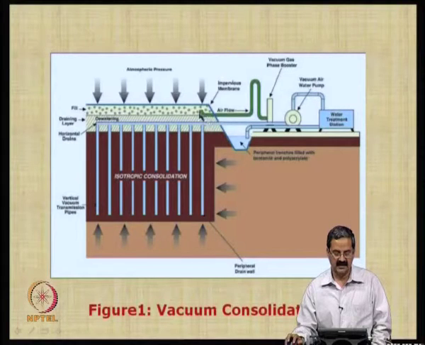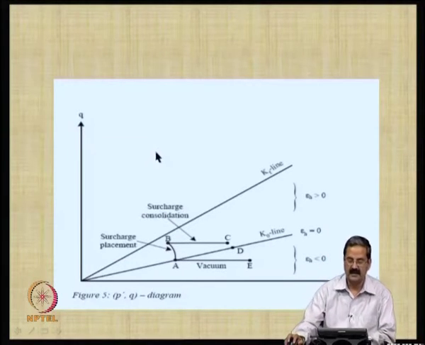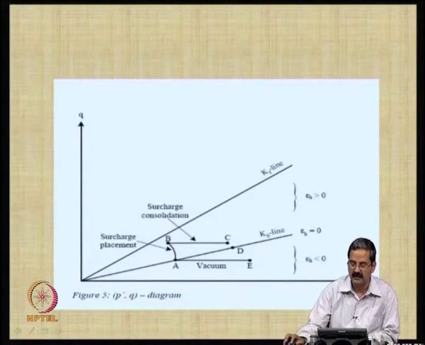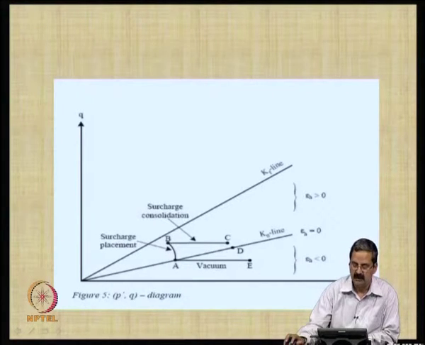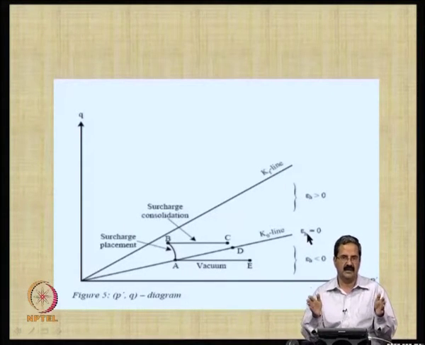You can see that you have a system here also, you are trying to consolidate this portion also by a suitable arrangement like this. The principle is that, like we are all familiar with the PQ diagram, P is nothing but sigma 1 plus 2 sigma 3 by 3, Q is sigma 1 minus sigma 3, and this is a line which is called the K naught line. K naught line means along this line K naught conditions prevail, which means that there is no lateral horizontal strain, right.